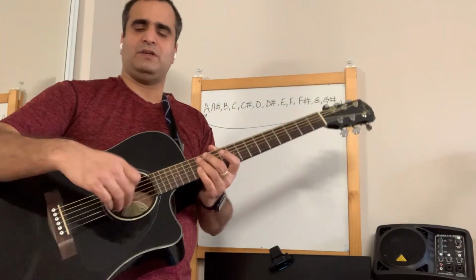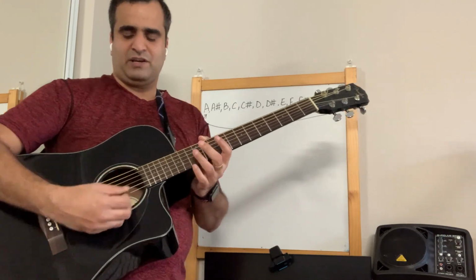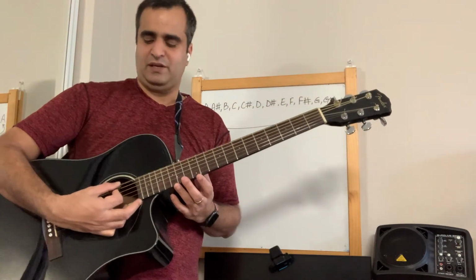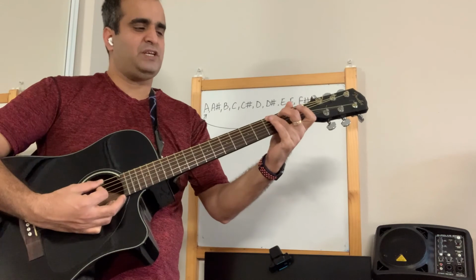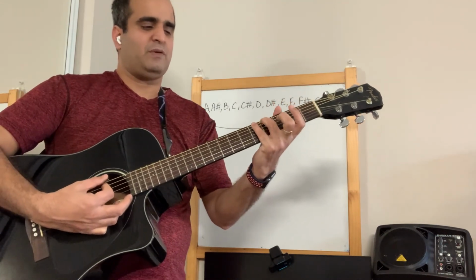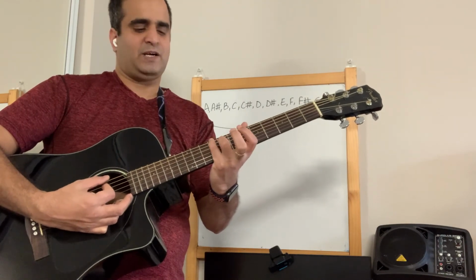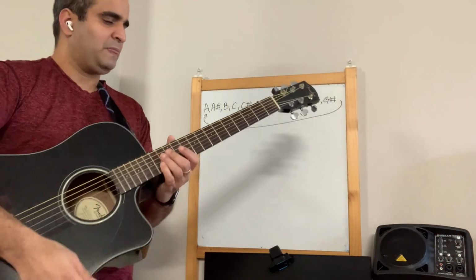And similarly, we do the fourth string, fifth string, and sixth string. So sixth string and first string are same because both of them are called E. The open position is E, right? So E, F, F sharp, G, G sharp, A sharp, B, C, C sharp, D, D sharp, E, F, F sharp, and so on. Okay.